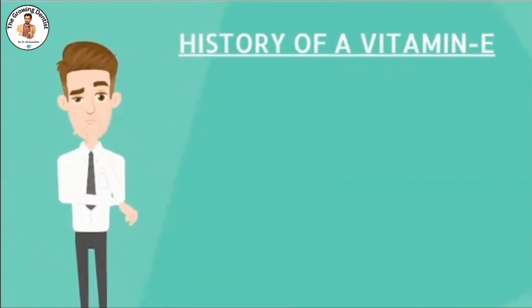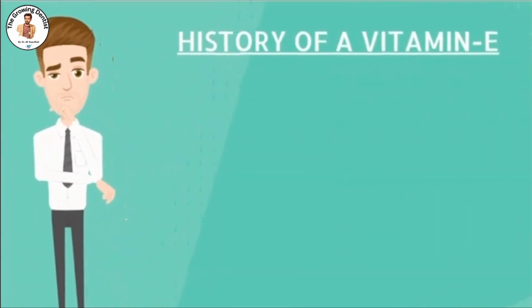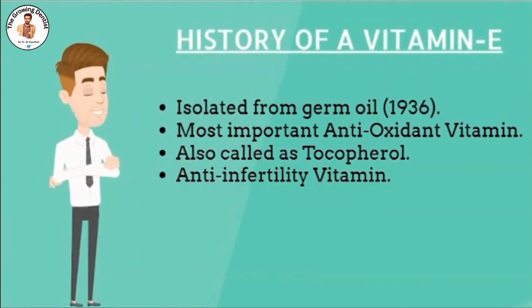Let's talk about the history of vitamin E. The active vitamin was isolated from wheat germ oil in 1936 and was given the name tocopherol. The word tocos means childbirth. Pherol is the alcohol part in it.